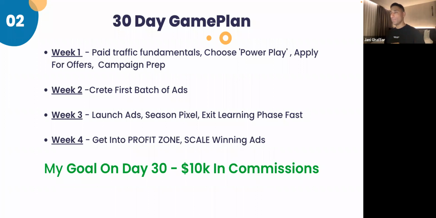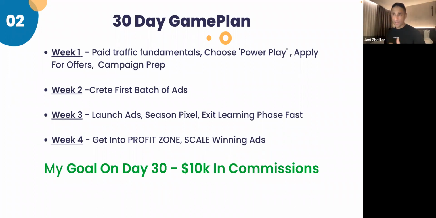And in a more detailed view, week 1, in terms of the content, paid traffic fundamentals, go over the different power plays. We then apply for offers. We then prepare the campaign. Week 2, create first batch of ads. Week 3, when we launch the ads, the aim is to start seasoning the pixel. In the media buying strategy of the super class part 2C, you'll understand what this means.